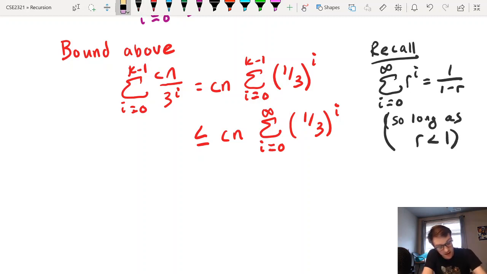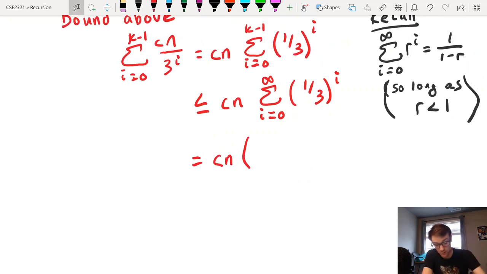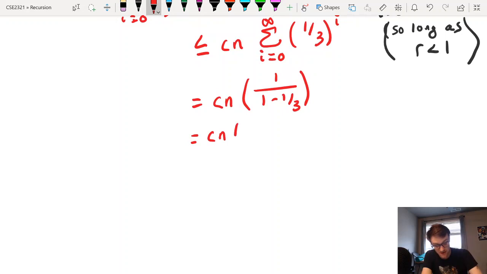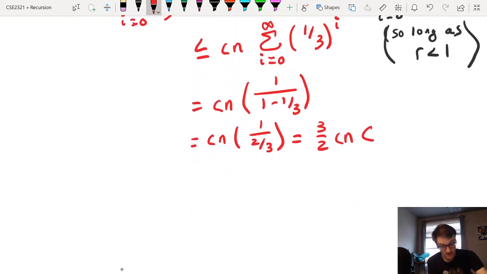Is that true for what we have here? Well, let's check. Our r value is 1/3. Last time I checked, 1/3 is less than 1, so math seems to be okay. So I still have a cn out front, but then the summation I'm replacing with 1 over 1 minus r. So 1 over 1 minus a third. 1 minus a third is 2/3. So that's cn times 1 over 2/3, which is just 3/2 times cn. So we bounded it above and showed that it is in big O of n.